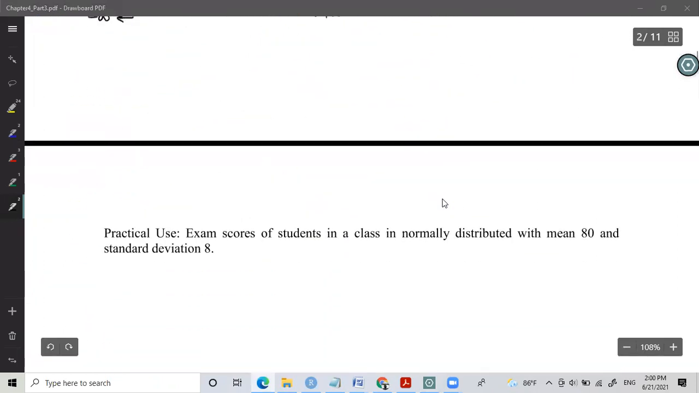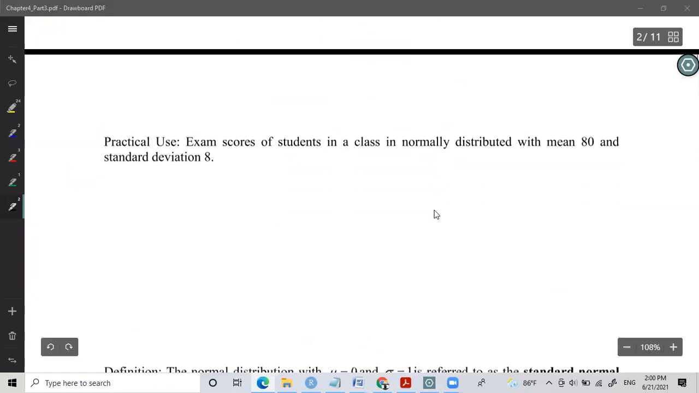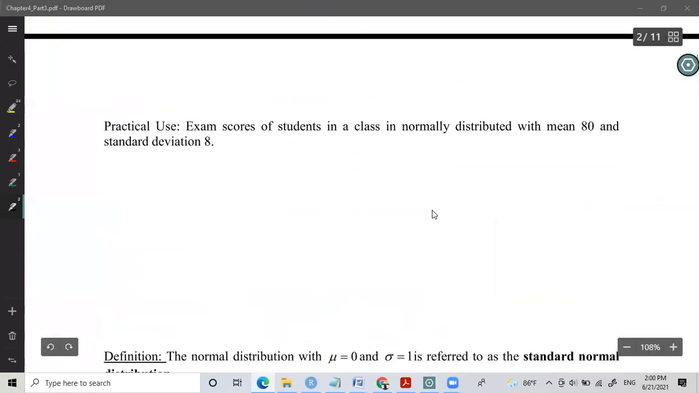Now let's look at some examples where we can use this normal distribution. Here's an example. Exam scores of students in a class are normally distributed with mean 80 and standard deviation 8. Now what does that mean? Suppose you have a set of students, let's say 100 students. You can calculate the average and you found it is 80. You can also calculate the standard deviation and you found it is 8. And it says it's normally distributed.